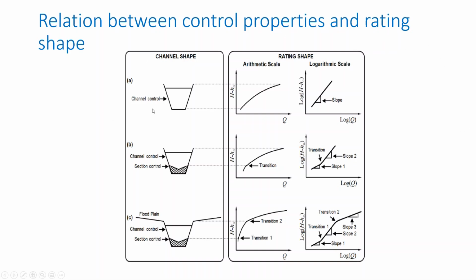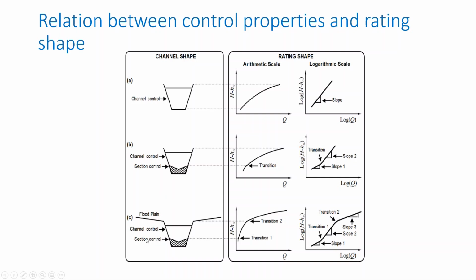So here's our simple channel control, where in arithmetic scale it's just a simple curve bend, and in log you've got the straight line slope. And then our more typical river, which has the section and channel control, you'll see in arithmetic it's got the same bend, but it's a bit tighter, a bit more sensitive at the lower end due to this section control, and then it's flattening out. And we have two straight lines in log with the break point here.